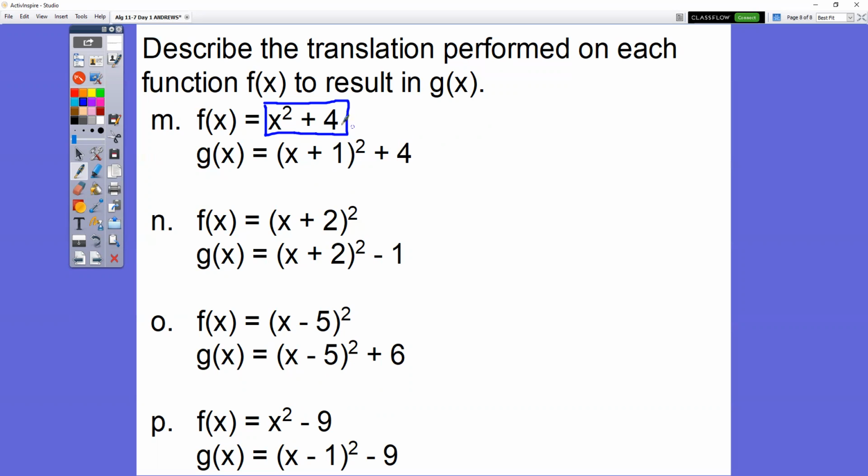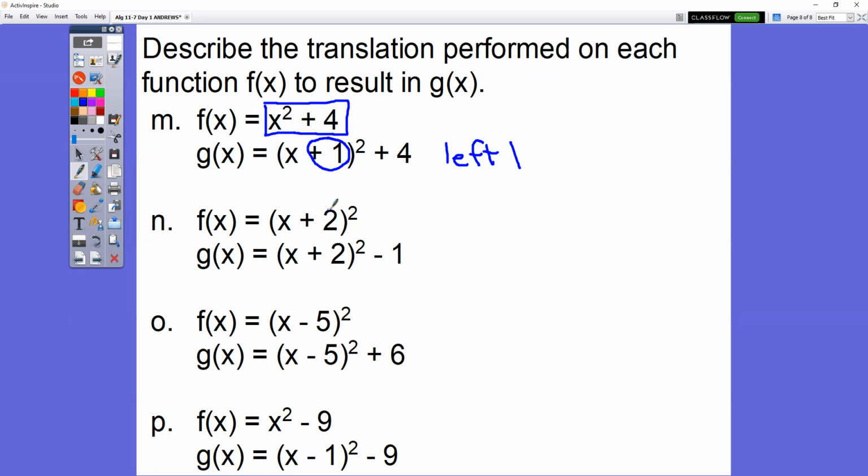Well, notice that our plus 4 is staying the same. So it's not going up or down at all because that plus 4 stays the same. The only difference between the f of x and the g of x is what's happening to this x. What's happening to this x is that we are adding 1 to it. Since we're adding 1 to it, that means we would be going left 1.